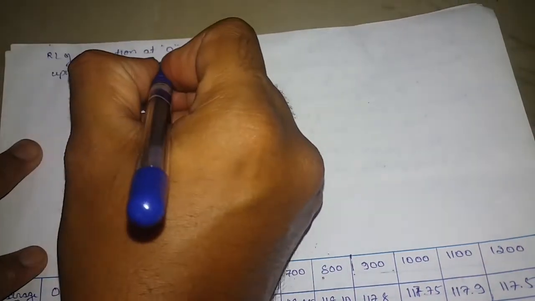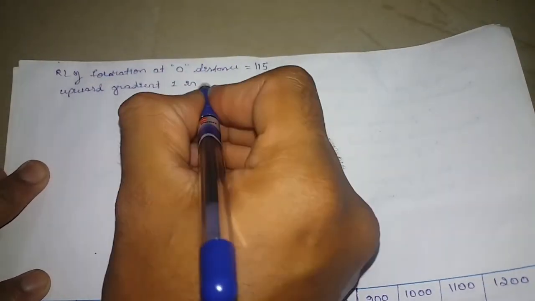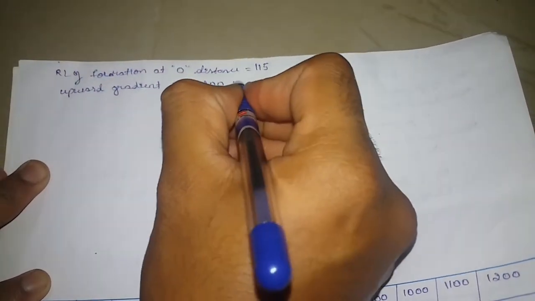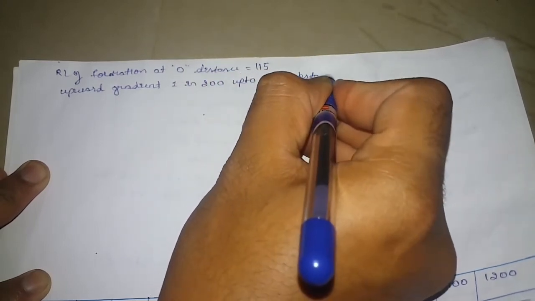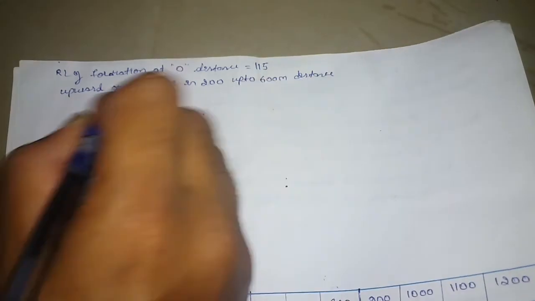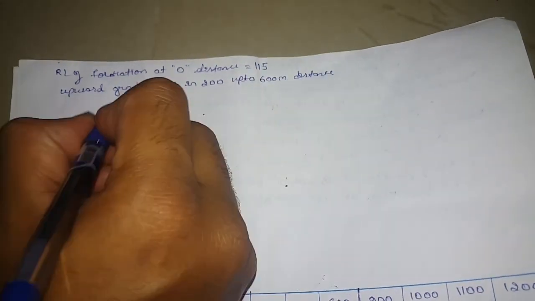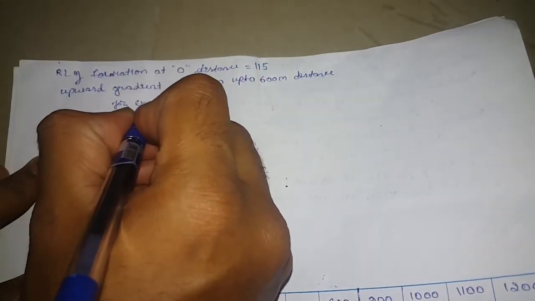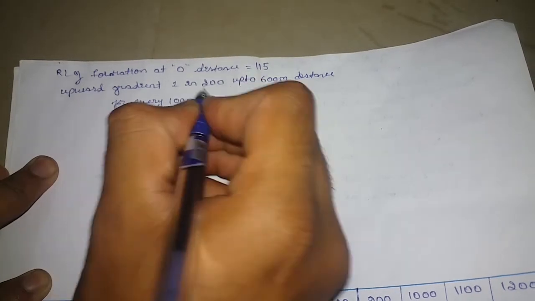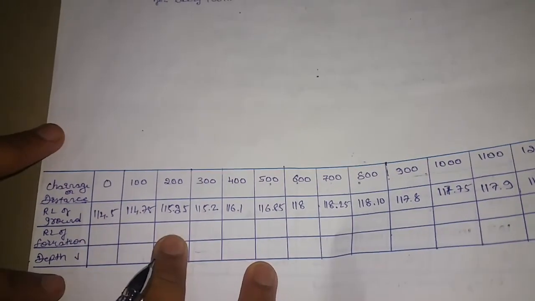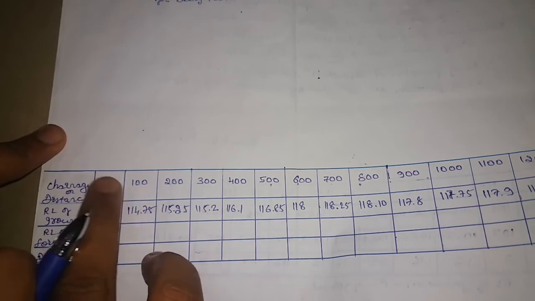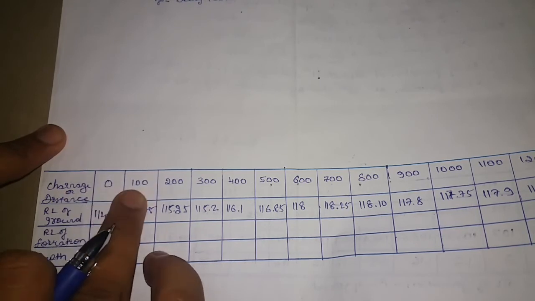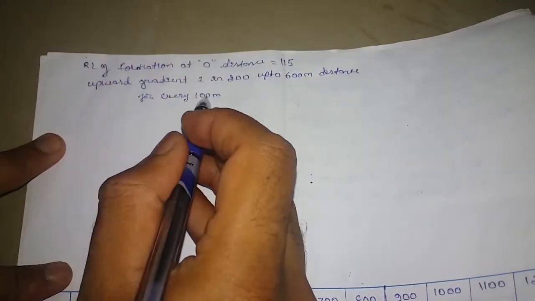So the upward gradient, how much is it? It is 1 in 200, right? Up to where? Up to 600 meter. Up to 600 meter distance we have an upward gradient of 1 in 200. So we need to calculate for every 100 meter. Here the chainage starts at 0, and the difference between one chainage to another chainage is 100 meters: 0, 100 meters, 200 meters. So for that purpose we have taken every 100 meter.